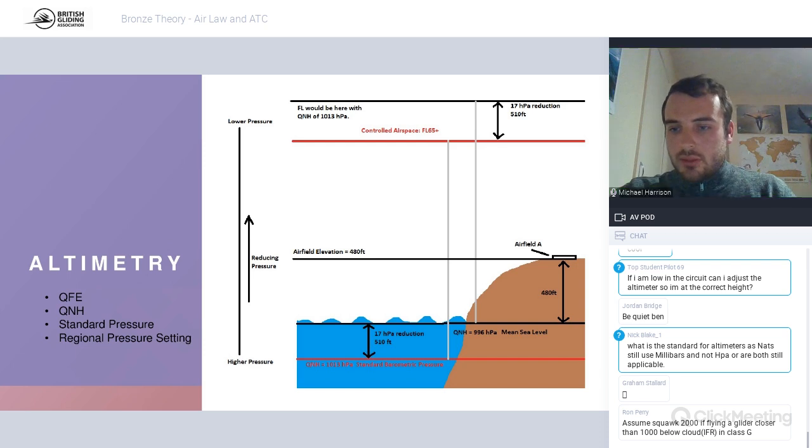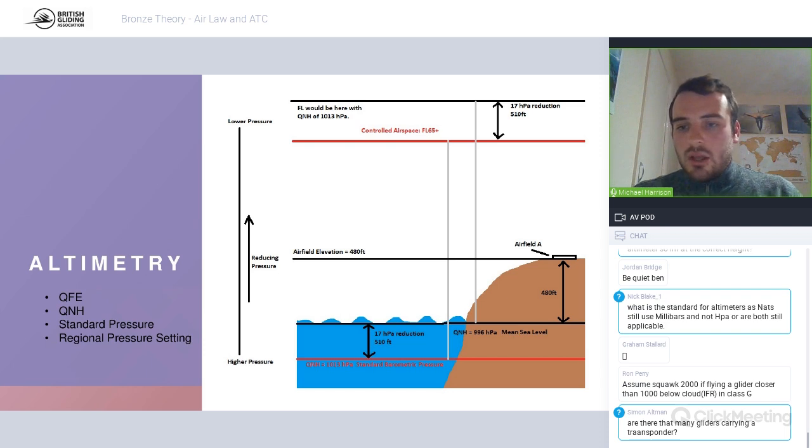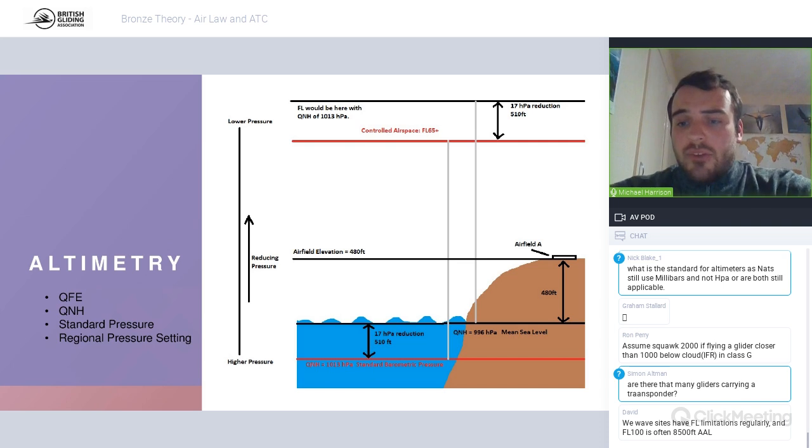Someone says assume squawk 2000 if flying a glider closer than 1,000 feet to cloud in Class G. That's a very good question, actually. Just a bit of background: if your glider is equipped with a transponder, and a controller hasn't given you a specific squawk code, you'd normally squawk 7000, which is the VFR squawk. Fairly recently, squawk code 2000, which is for aircraft flying IFR, has started to be used more commonly. Strictly speaking, if a glider is flying closer to cloud and transponding, they probably should use 2000, but that's not something I would be confident answering. I'll see if I can find that out and disseminate that information somehow, because I'm not entirely sure.